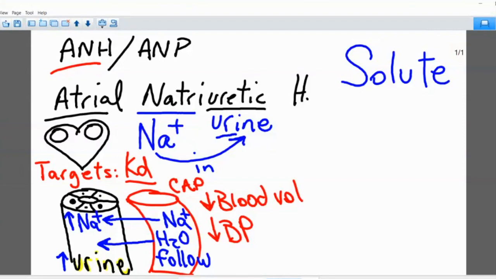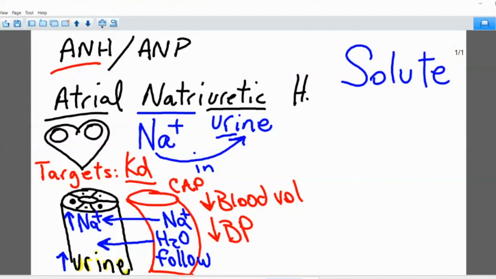If you know medications or know people that have blood pressure issues, they may take a medication called a diuretic. Diuretics cause you to get water out of your blood and make more urine. They make you pee. Okay? So this is your body's natural diuretic.